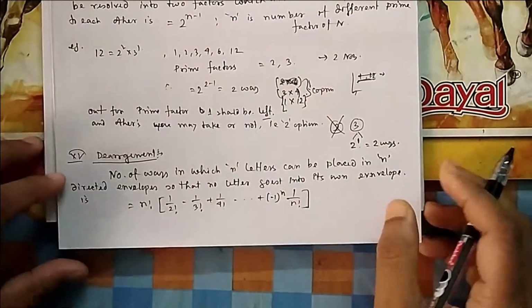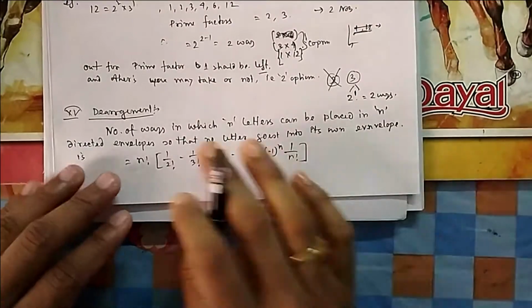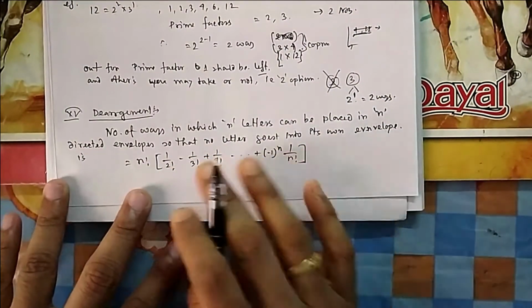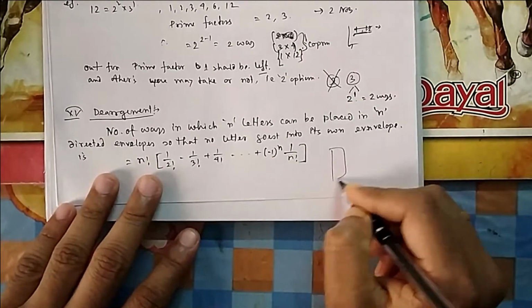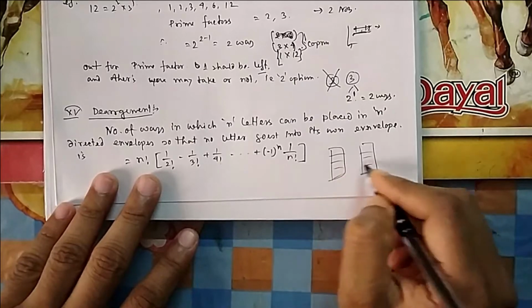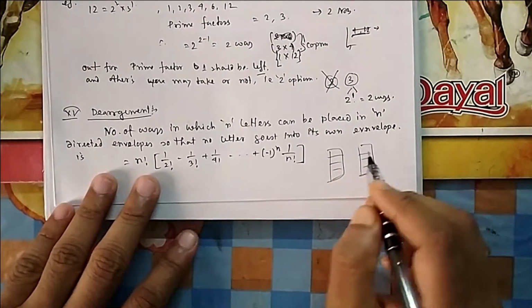Now next is derangement. Derangement is a classical particular case. You remember this case. If questions come, I will explain how this formula comes. For now, you remember this one. You have n letters and n envelopes. You have to place them so that no letter goes to its correct place.